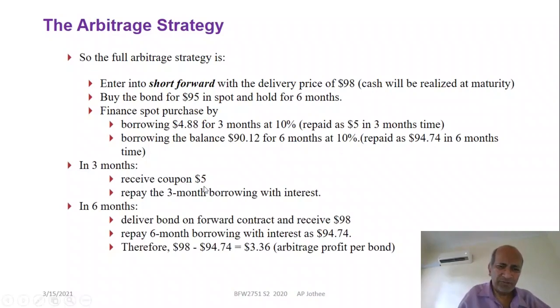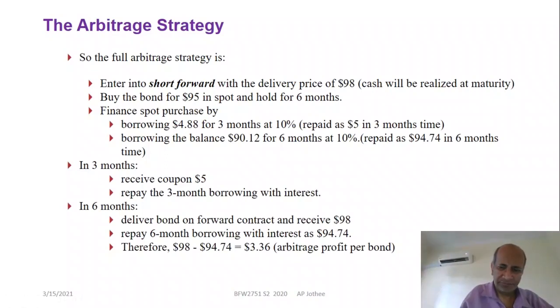In 3 months' time, you receive the coupon of $5 and you repay the 3-month borrowing with interest, the $5. In 6 months' time, deliver the bond and receive $98 because you are selling it, right? Repay the 6-month borrowing with the interest at 94.74. So the difference of $3.26, which is $98 minus 94.74, is yours. Your arbitrage profit, which you are strategizing now. So I told you, arbitrages don't persist too long. You have to quickly calculate now and show that there is an arbitrage profit.